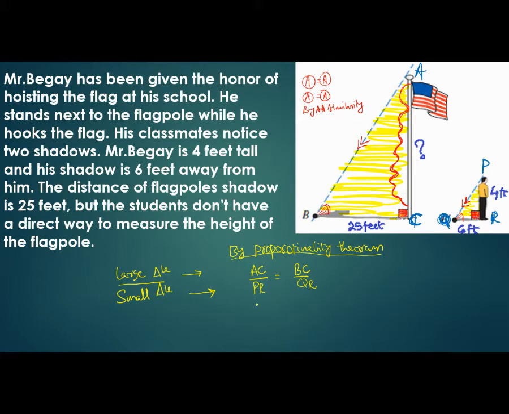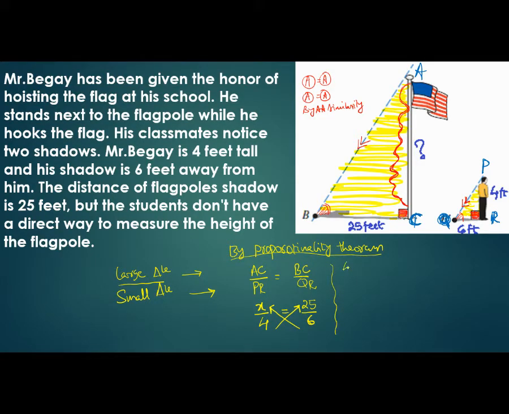The value of AC, I don't know, so let it be X. The value of PR, I see 4 feet in the diagram. The value of BC is 25 feet, and the value of QR is 6 feet. At this point, how to find the value of X? Do I have to add, subtract, multiply, or divide? Think for a moment. We go for cross multiplication.